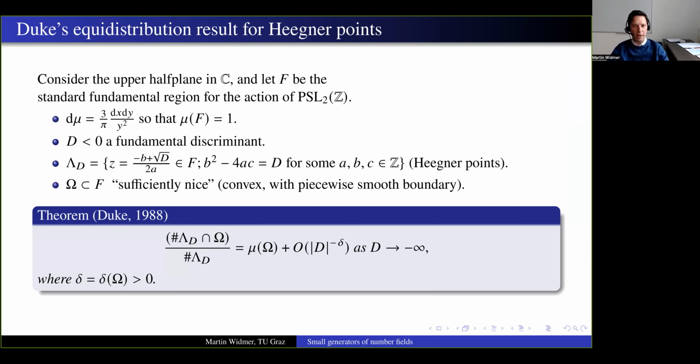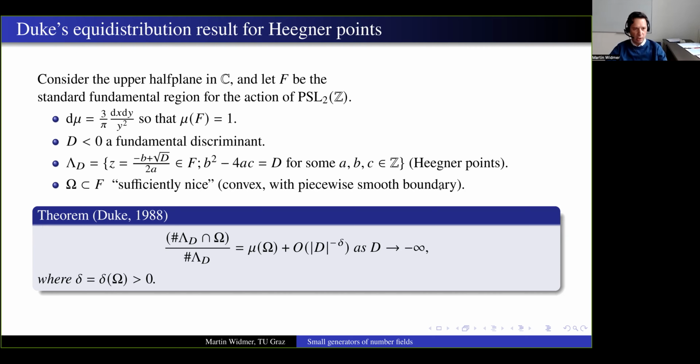So what is this equidistribution result of Duke? Well, consider the upper half plane in the complex plane. Consider the modular group PSL2Z acting on the upper half plane by Möbius transformation, and let F be the standard fundamental domain for this action. There is a hyperbolic measure on the upper half plane, and you normalize it such that the total measure of F becomes 1. Now let D be a negative fundamental discriminant, then you can associate to D the set of its Heegner points, which are simply the roots in F of a quadratic integral polynomial with discriminant equal to D. And of course, their number is just the class number of the field Q(square root of D). And so if D tends to minus infinity, you get more of these elements. And the question is, how do they distribute in F?